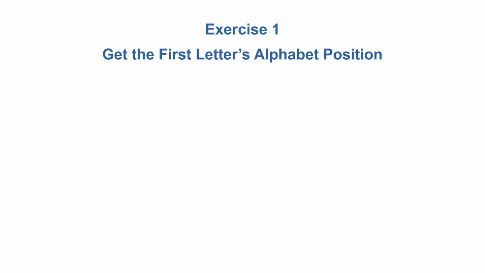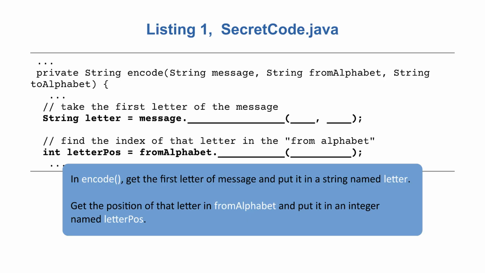Exercise 1. Get the first letter's alphabet position. Pause the video if you need more time in any of these exercises. If you want to see how I would complete any of the listings, please refer to the completed listings at the end of this video. In encode, get the first letter of message and put it in a string named letter. Hint: use string's substring method. Then get the position of that letter in from alphabet and put it in an integer named letterpos. Hint: use string's indexOf method.